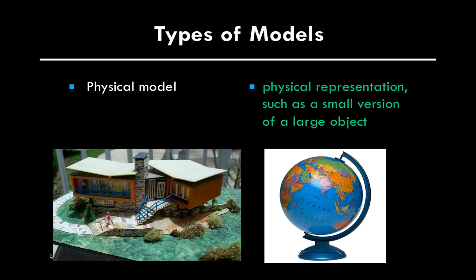Let's go over some types of models. One type of model is a physical model. Again, remember, the white is on the left and the green is on the right. A physical model can be a physical representation, such as a small version of a large object. And right here you see a small model house. That's something someone like an architect would use in a presentation. On the right you can see a globe, and a globe is a physical representation of the world that we live in.